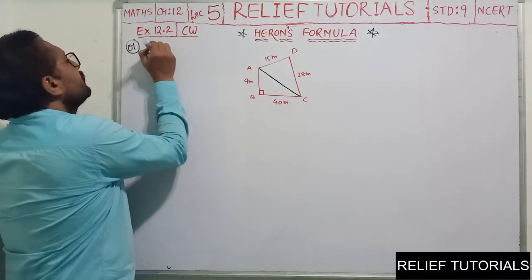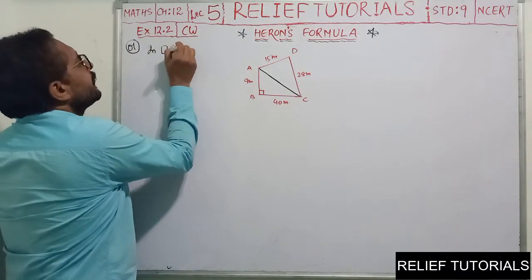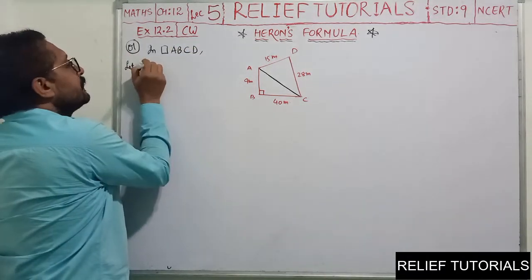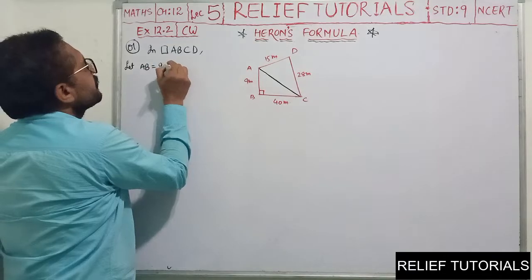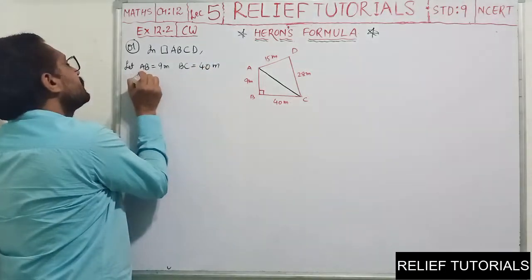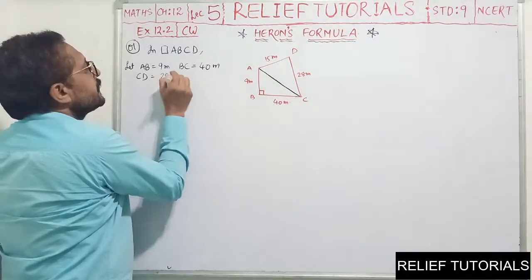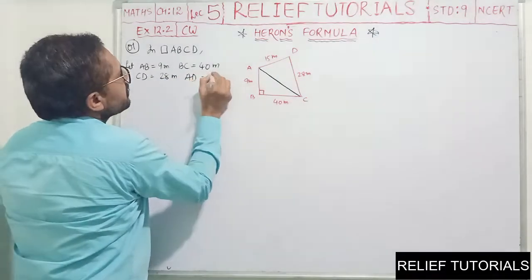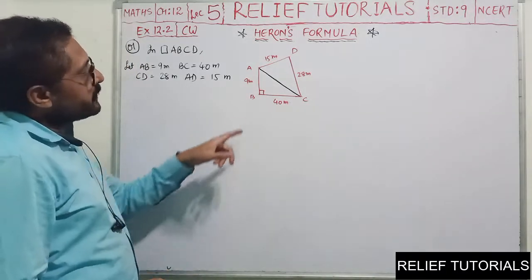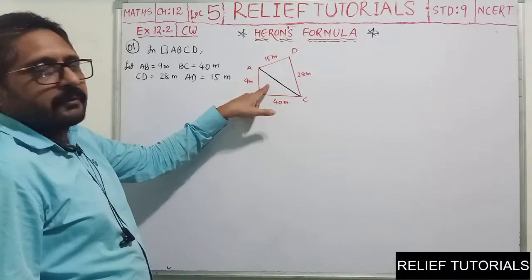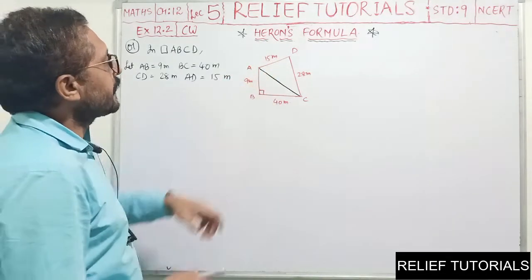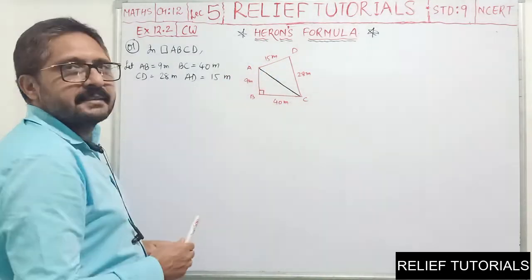In quadrilateral ABCD, let AB is equal to 9 meters, BC is equal to 40 meters, CD is equal to 28 meters, and AD is equal to 15 meters. So we will apply Pythagoras in triangle ABC. We are not able to apply it in triangle ADC, as it is not 90 degrees. So we will apply it in triangle ABC and find the third side AC.